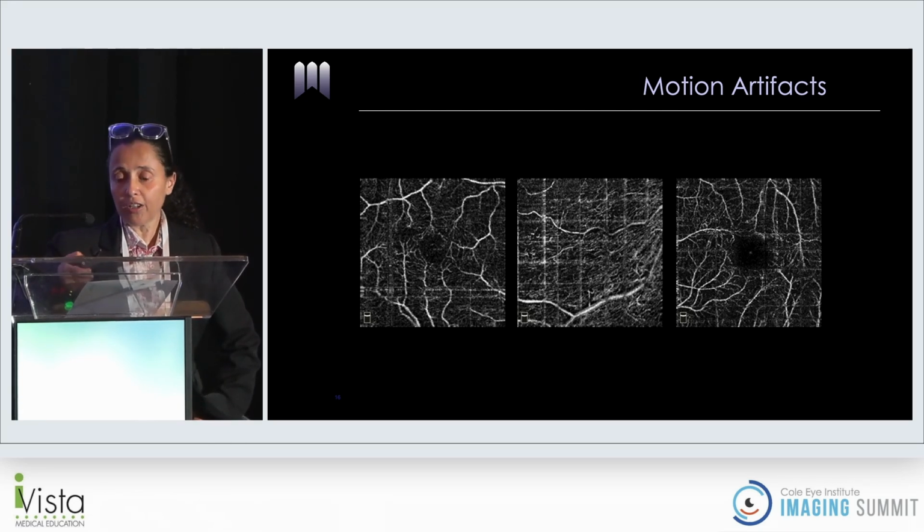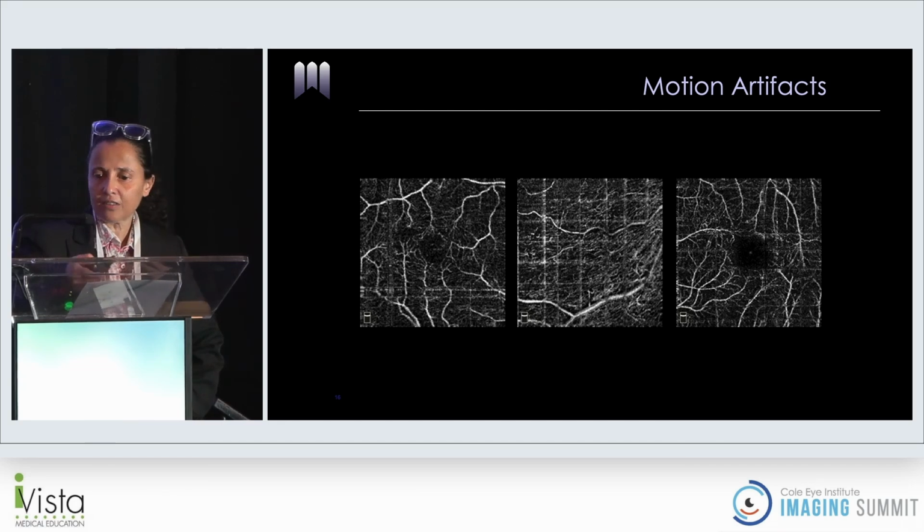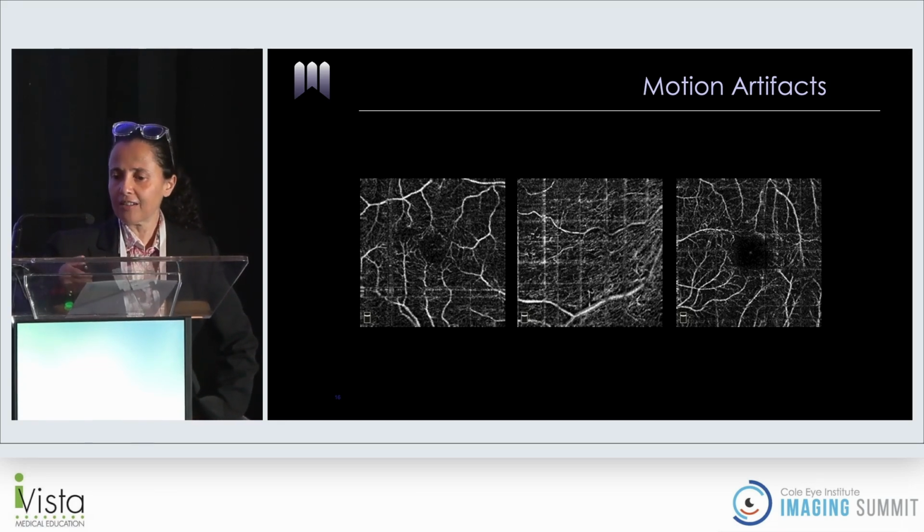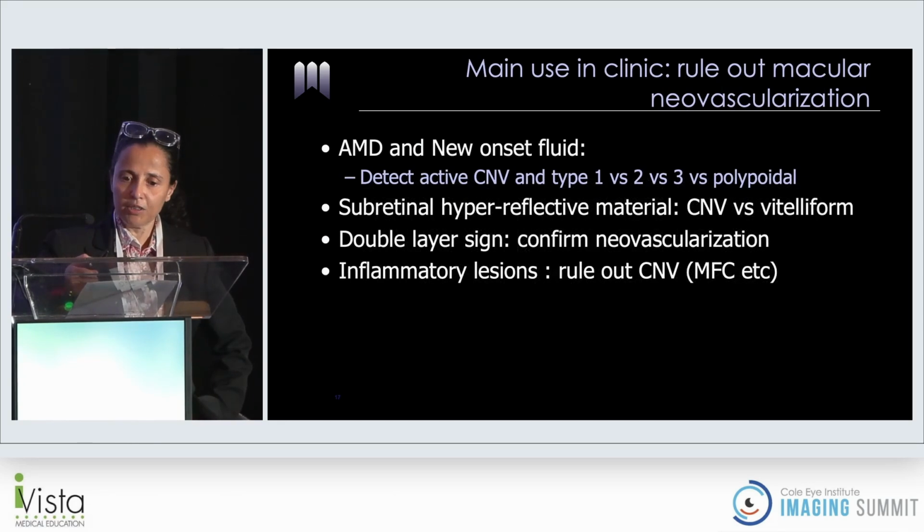So these are usually unreliable. If you're doing a study and comparing across time, these sort of similar scans like this, we throw them out. You can't really get good information out of them.